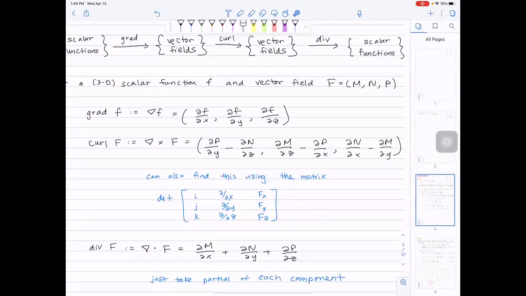You can write the i, j, k as a row, write the partials as a row, and given some vector field, write each of the components. If you take this determinant, you get exactly our three components of the curl. Make sure you keep it in the correct order. Don't have this third term as the first component. That would be incorrect. This term, then this, then this.